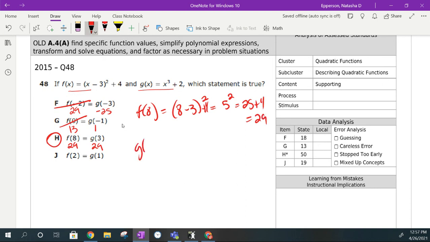Then we've got g of 3, which would be equal to 3 cubed plus 2. 3 cubed is 27, plus 2 gives me the 29. So that's what we're looking for, is what value of x in the first function, f of x, would match the g of x in the second function.